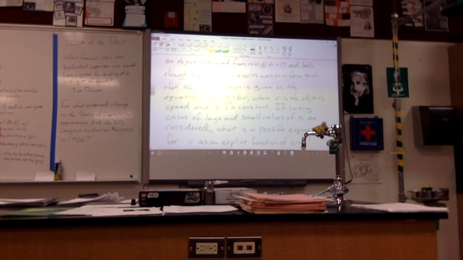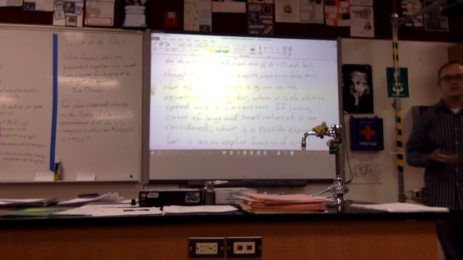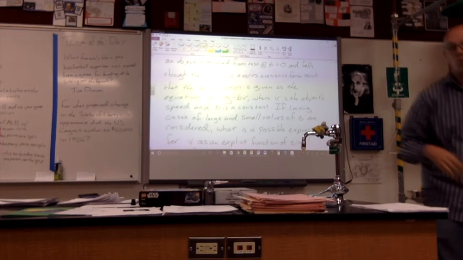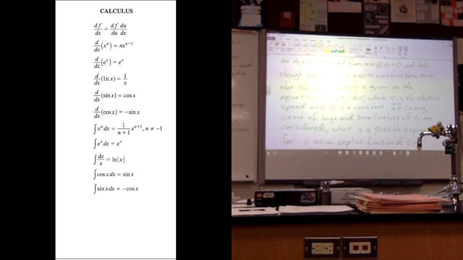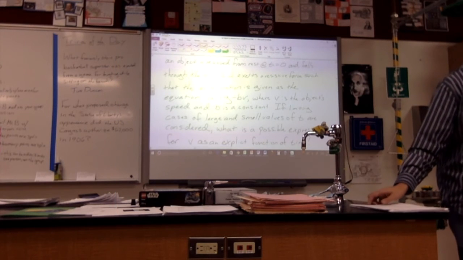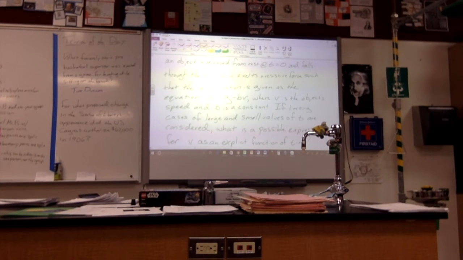Now, you would be able to do similar things with sine and cosine, and that's just simply memorizing or looking at what's on the back of your formula. You know that when you take the derivative of sine, you get cosine. When you take the derivative of cosine, you get negative sine. That is also fair game, but not much different.